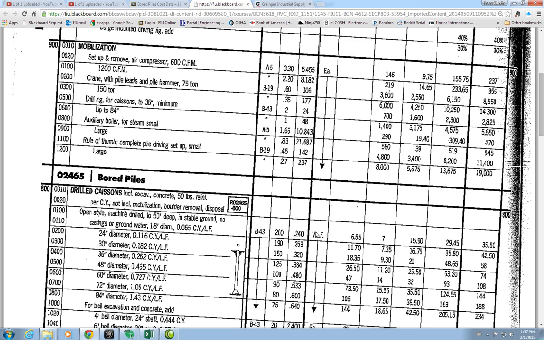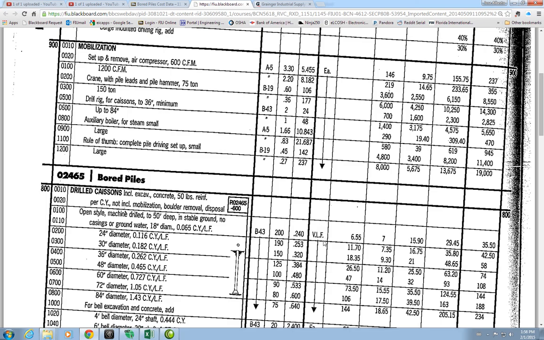The measurement here we see VLF. So this stands for vertical linear feet. That means that the unit of measure that we need to estimate the cost is the vertical linear feet that we're going to have in our piles. The cost of materials is 6.55, the cost of labor is 7, and then the cost of equipment is 1590. All of these are unit costs per vertical linear feet.